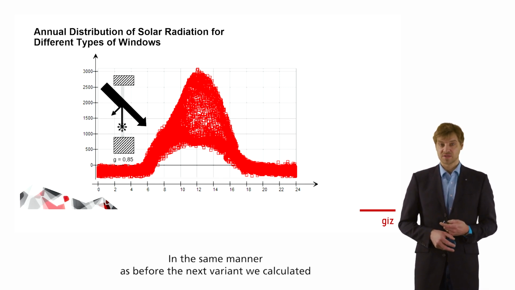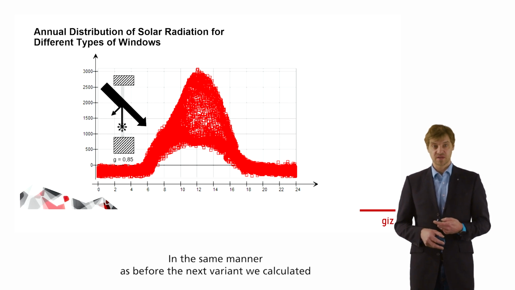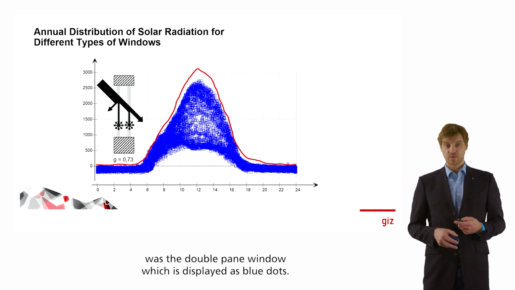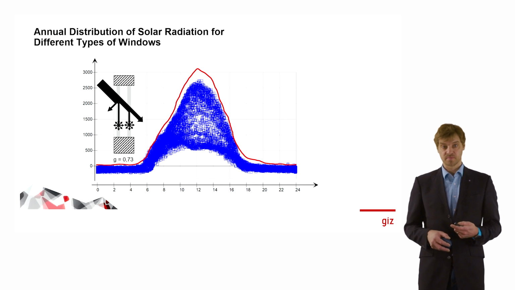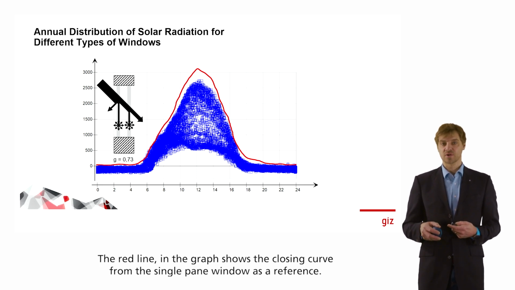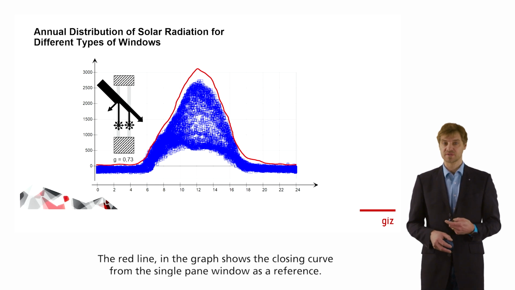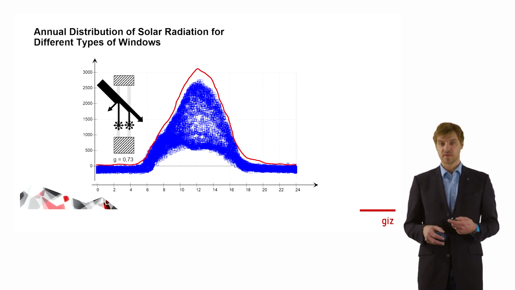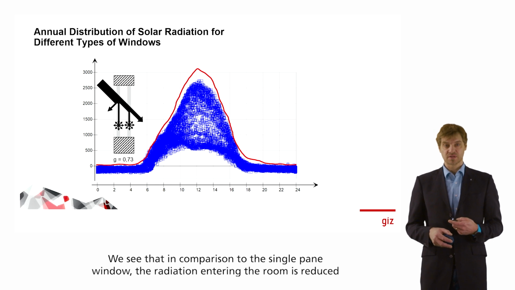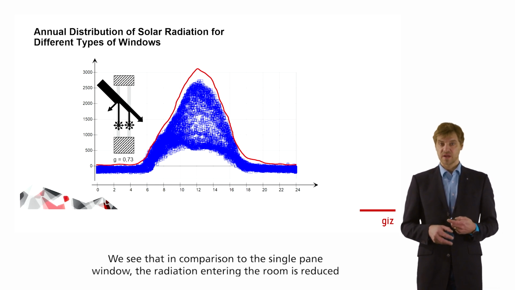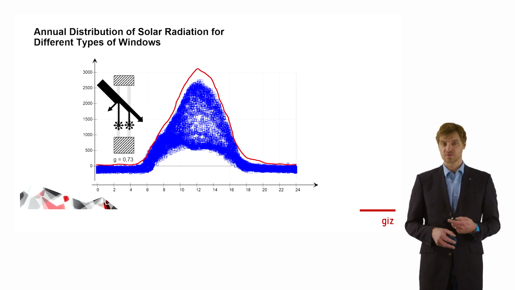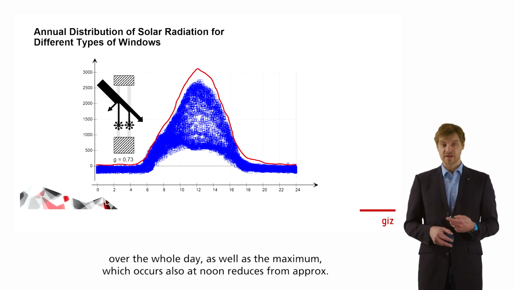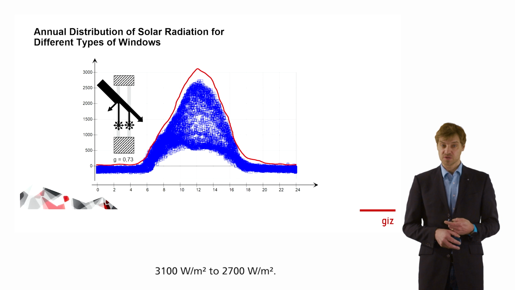In the same manner as before, the next variant we calculated was the double pane window, which is displayed as blue dots. The red line in the graph shows the closing curve from the single pane window as a reference. We see that in comparison to the single pane window, the radiation entering the room is reduced over the whole day, as well as the maximum, which occurs also at noon, reduces from 3,100 watt per square meter to 2,700 watt per square meter.